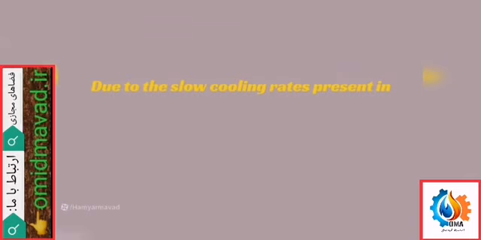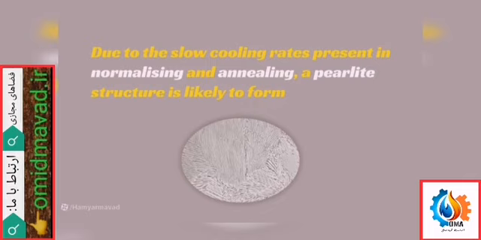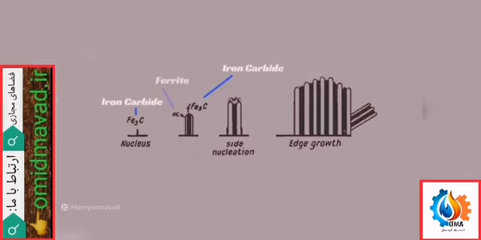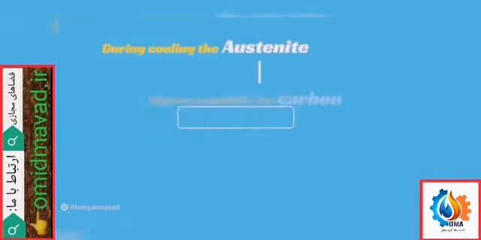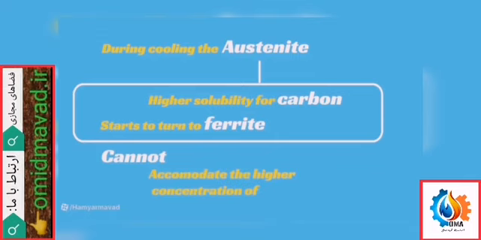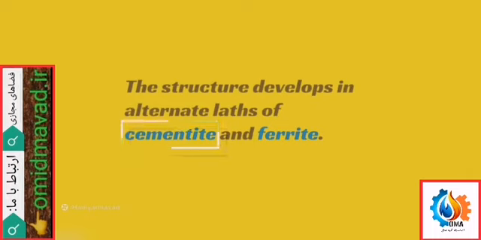Due to the slow cooling rates present in normalizing and annealing, a pearlite structure is likely to form. Pearlite consists of alternate layers of iron carbide, also known as cementite, and a pure iron structure called ferrite. During cooling, the austenite, which has higher solubility for carbon, starts to turn to ferrite. But because this ferrite cannot accommodate the higher concentration of carbon, the structure develops in alternate layers of cementite and ferrite.